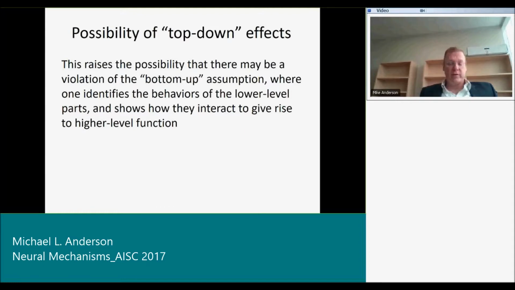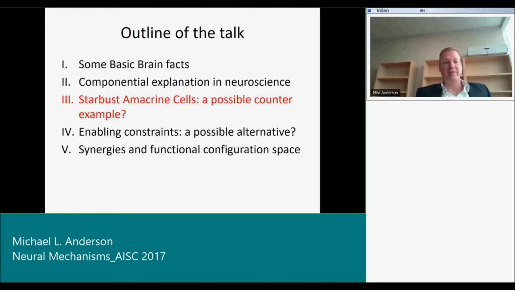And moreover, the dependence of function on background conditions raises the possibility that there may be a violation of the bottom-up assumption that Craver and others have so strongly held. That is where one identifies lower-level parts and then shows how they interact to give rise to higher-level function. I'll give you a very particular example of this possibility.